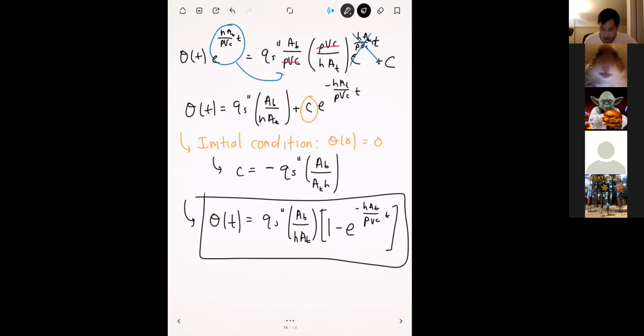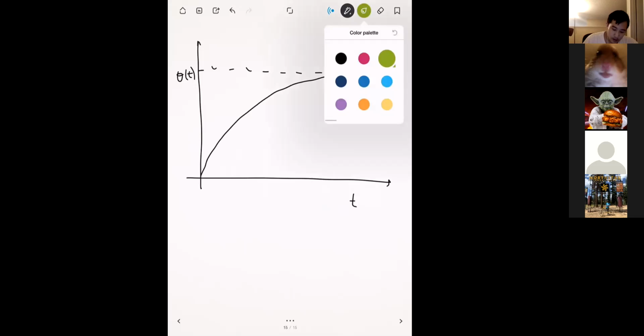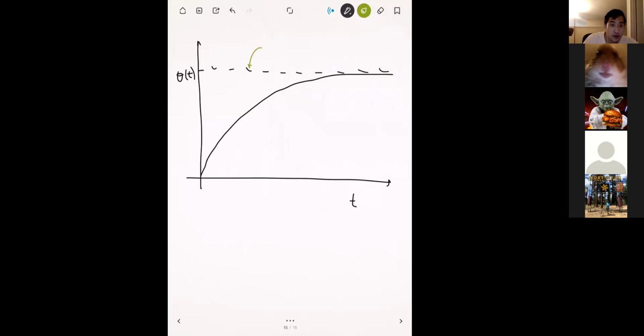All right, so real quick, let me go ahead and plot this for you guys. The plot is going to look something like this, where eventually the pan is going to reach its steady state temperature, where this steady state temperature right here is QS double prime AB over hAT.